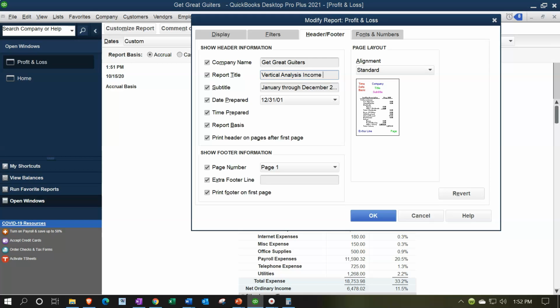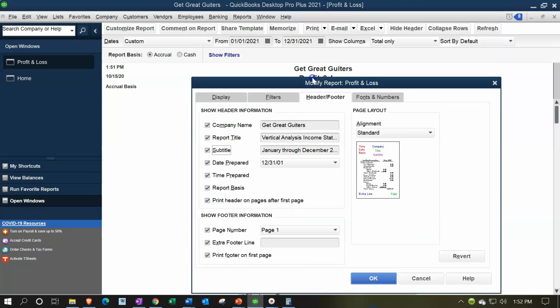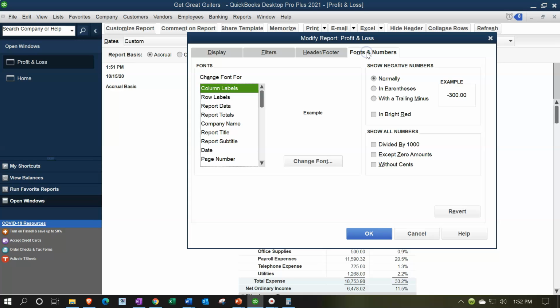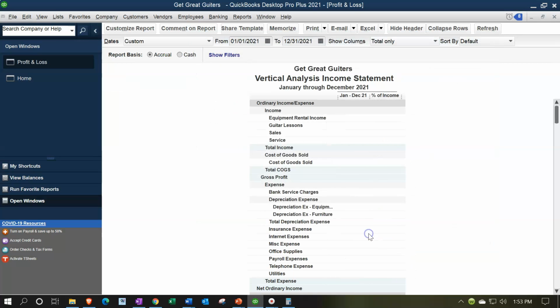Let's call it income statement. If I misspelled that, I apologize. The subtitle here, now it looks good. We'll keep that there, and then remove the date, time, and report basis. We'll put our name in the footer so people know who we are, how important we are that we made this report. And then we're going to go to the fonts and numbers, and we want to put parentheses around the negative numbers, and I'll make them red, and I'm going to remove the pennies. And so there we have it. I'm going to say OK.